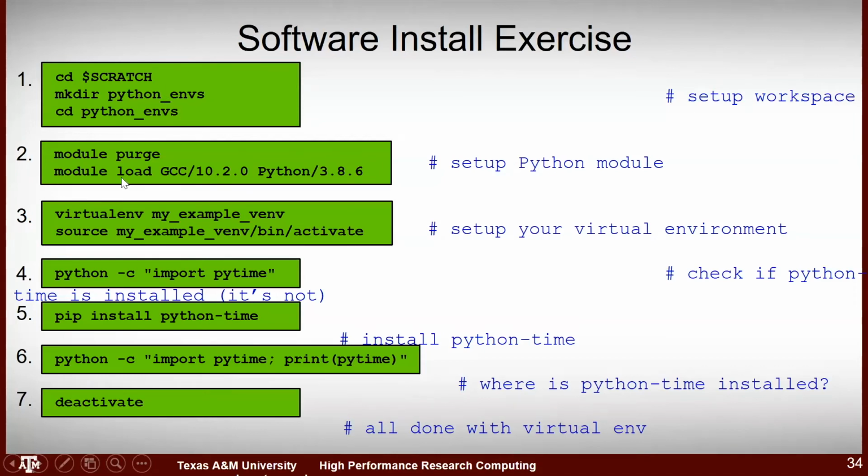And then I'm going to load a Python module. I don't want to install all of Python. I want to use a version of Python that's already installed. So I'm going to use the module system to get access to a version of Python that's already installed. This happens to be my favorite version, the Python 3.8.6 version, which depends on the GCC 10.2.0 toolchain.